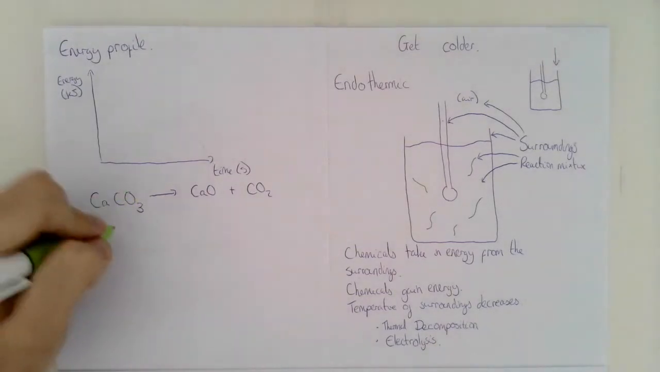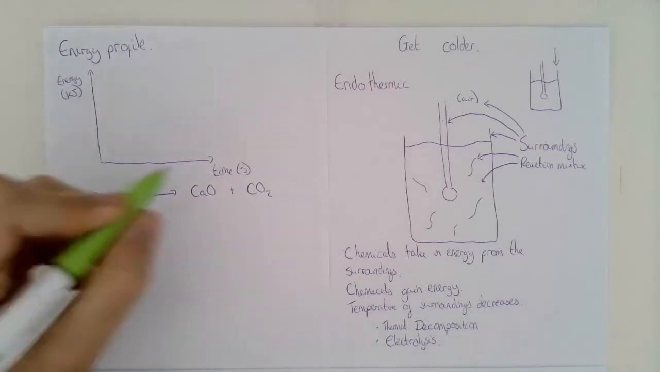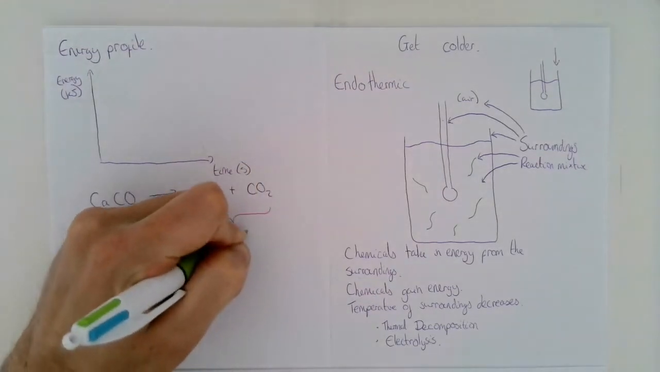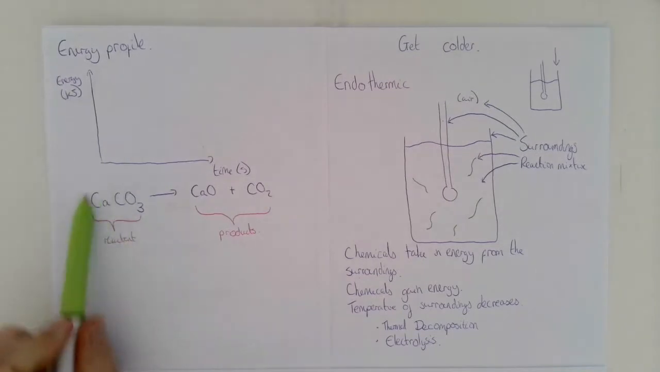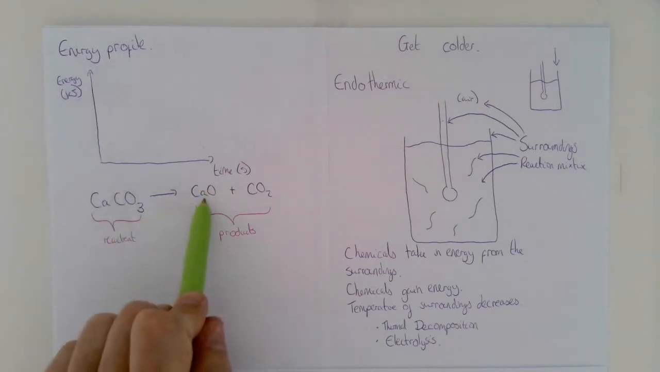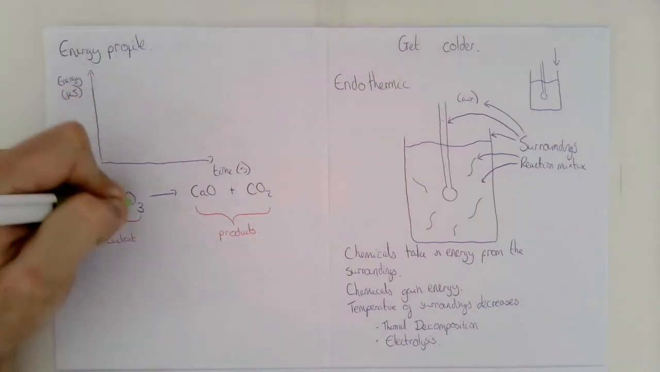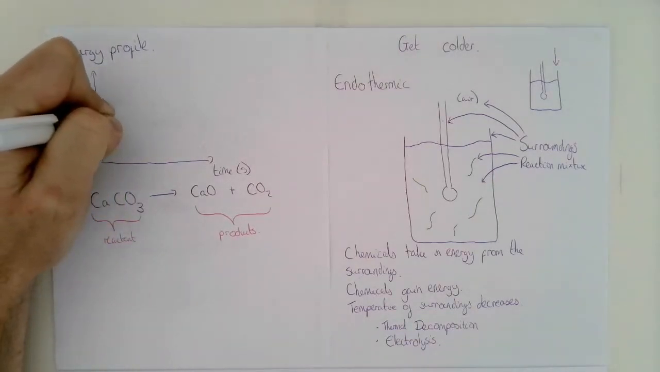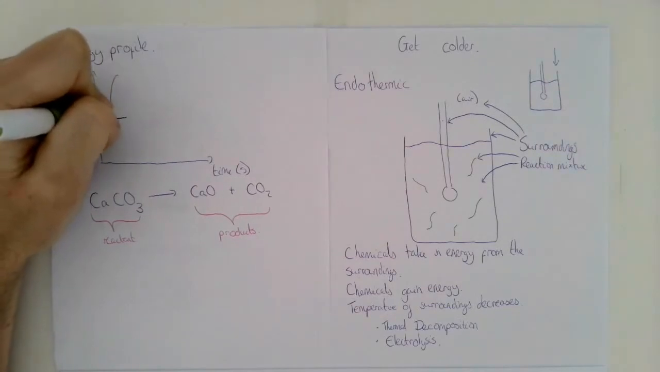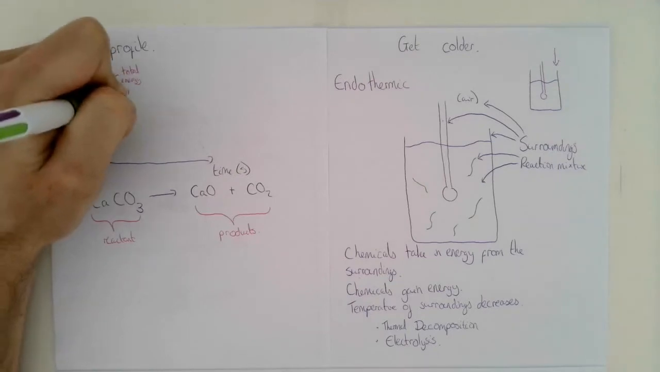So this is our reactant, and these two things are our products. What's happening is it's gaining energy, so it's taking in energy in order to break apart and make these things here. In terms of our energy profile, if this chemical at the start of the reaction has this much energy, that is the total energy of reactants.